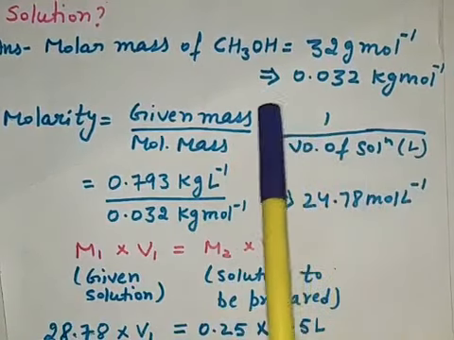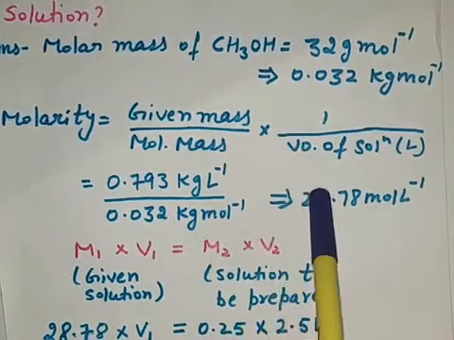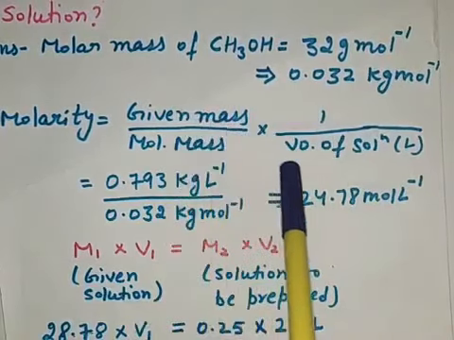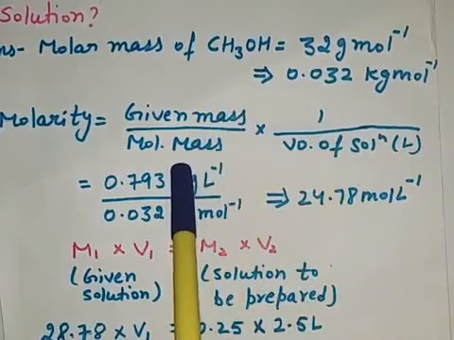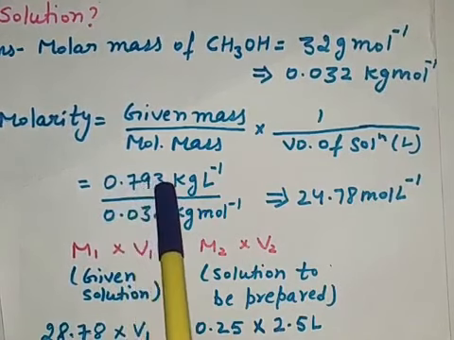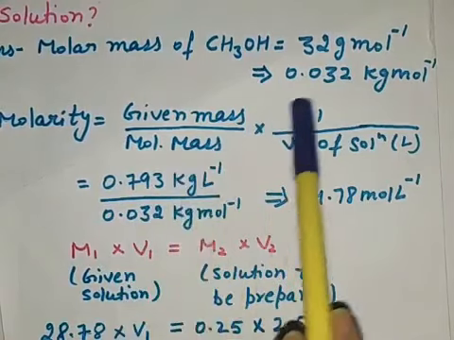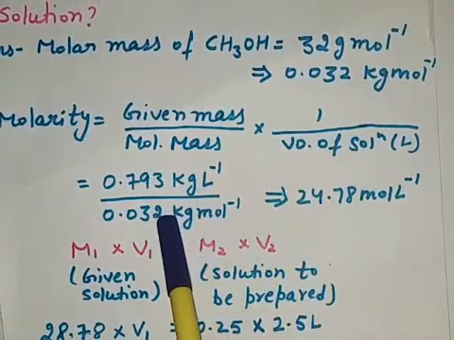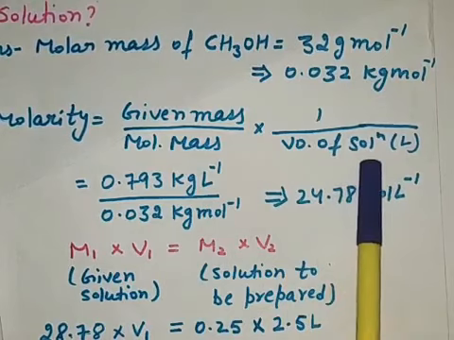Now as you can see in this question, density is given, and density is equal to mass by volume. So given mass by volume is equal to density. So the formula will be density divided by molar mass. Density is given, so 0.793 kilogram liter inverse divided by molar mass. Now molar mass is 0.032. So when you put the value, it comes to 24.78 mole per liter.